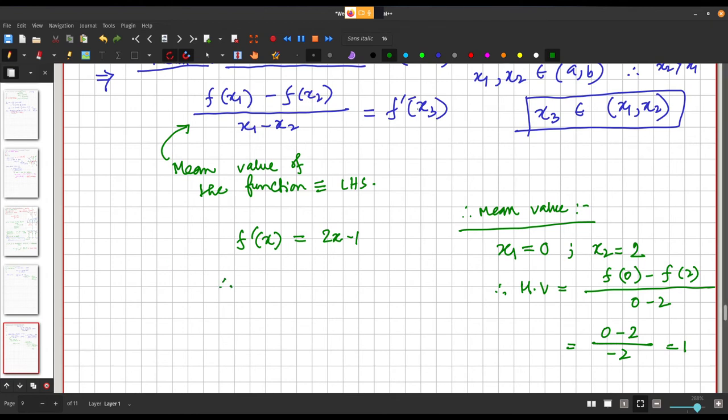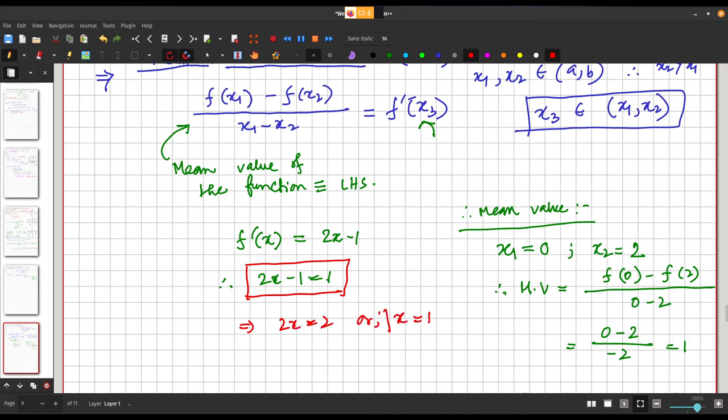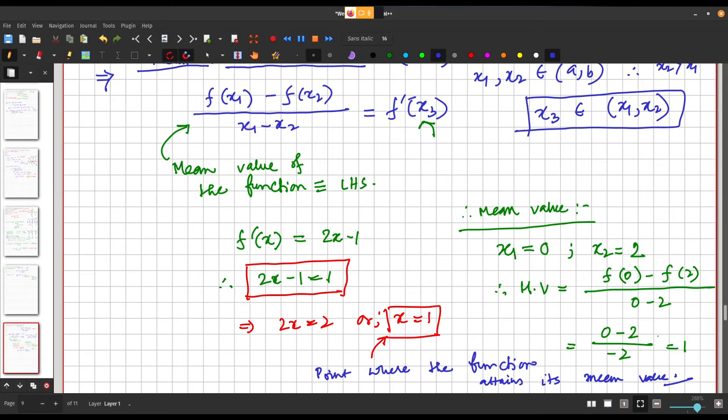So if we equate the LHS and RHS, we will find that 2x minus 1 is equal to 1. So we find that 2x equal to 2 or x equal to 1. So this is the point where the function attains its mean value.